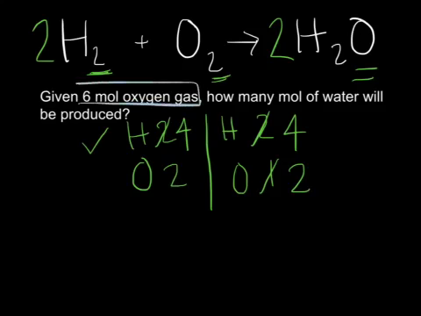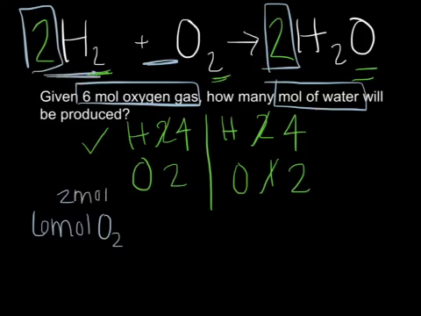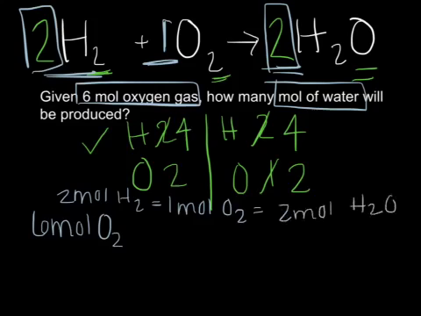So let's look at our question. We have 6 moles of oxygen gas. We want to know how many moles of water. So we start with what we're given. What these coefficients are telling us is how many moles are equal to how many moles of something else. So this is saying that 2 moles of hydrogen are equal to 1 mole, remember chemists are lazy so no number means 1, of oxygen are equal to 2 moles of water. So we're going to use that to solve our problem.